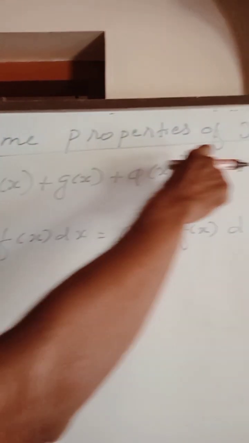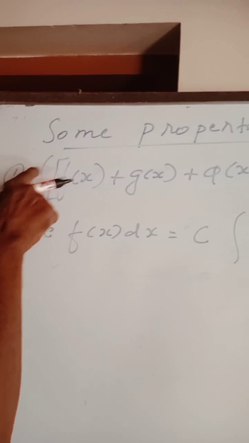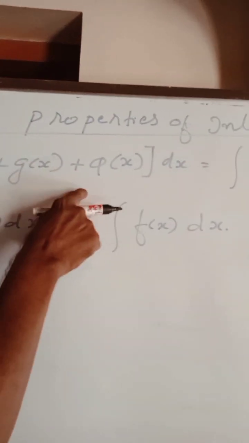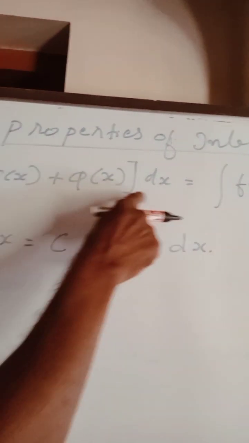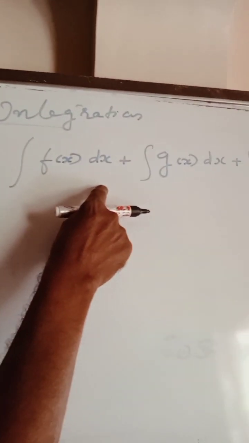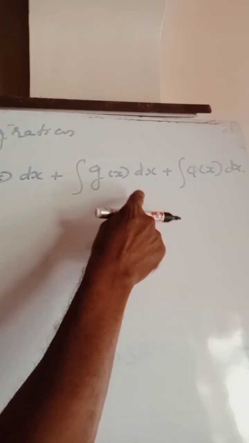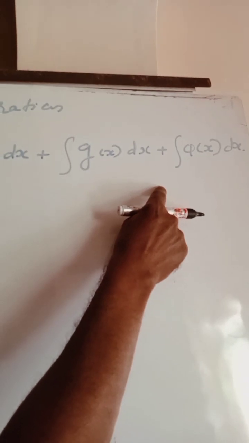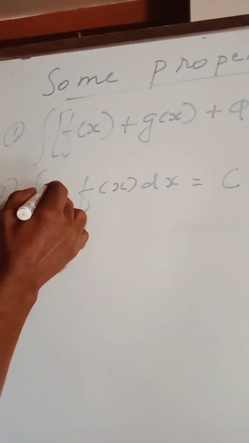For doing problems, you want to learn some properties of integration. Some properties of integration. 1. Integration of f of x plus g of x plus phi of x, the whole, dx is equal to integration of f of x dx plus integration of g of x dx plus integration of phi of x dx.